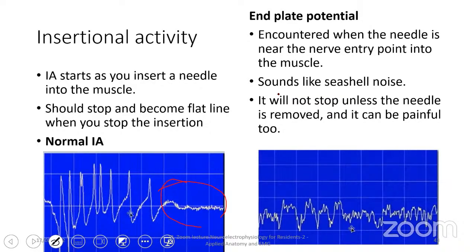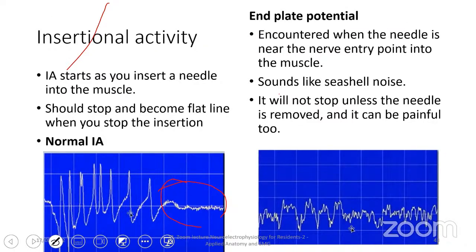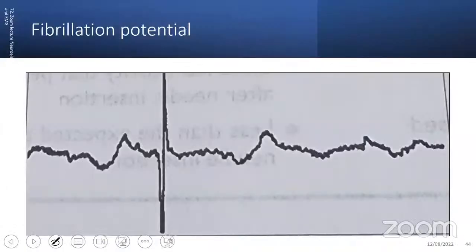Now the spontaneous activity. The insertional activity can be painful whenever an end plate potential is encountered, when the needle is near the nerve entry point into the muscle. That is the end plate, and when the needle is there, there will be pain. It sounds like a seashell noise, and it will not stop unless the needle is removed, and it can be painful too. Then you see these end plate spikes which you're going to get.